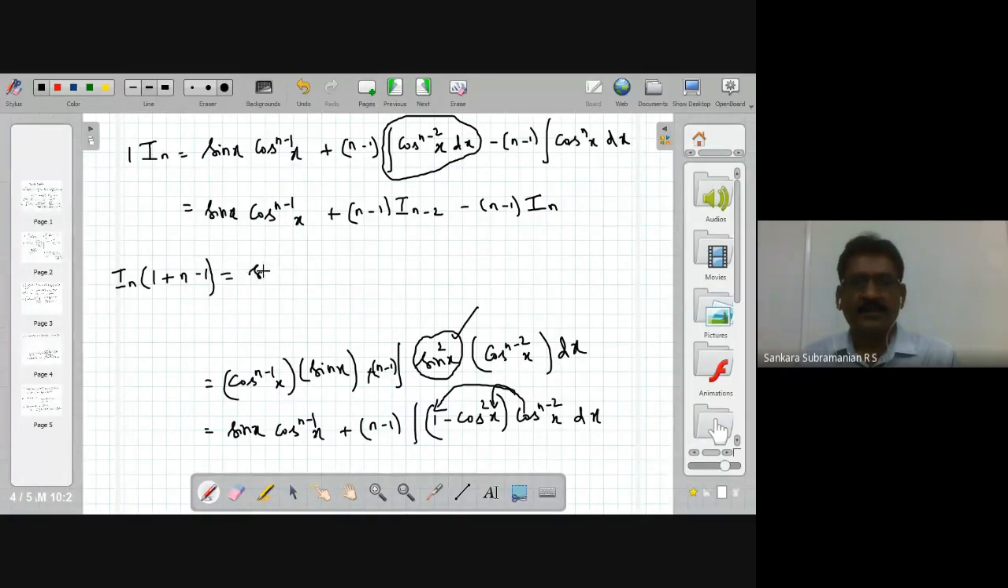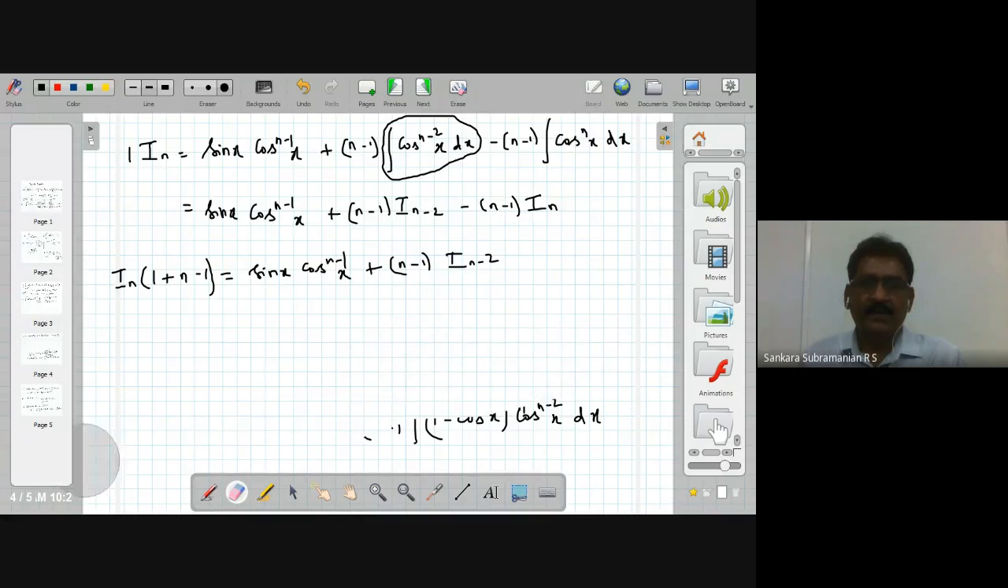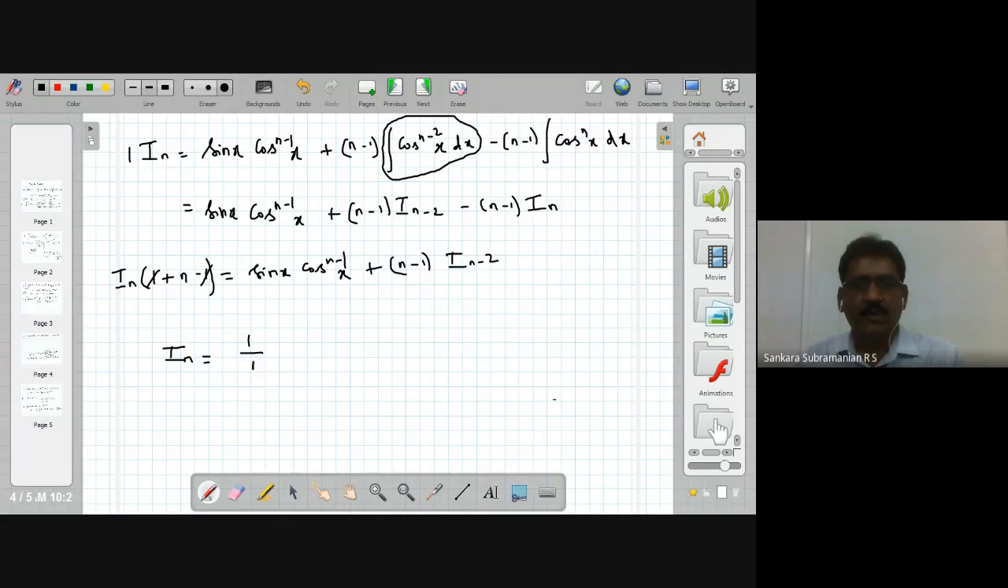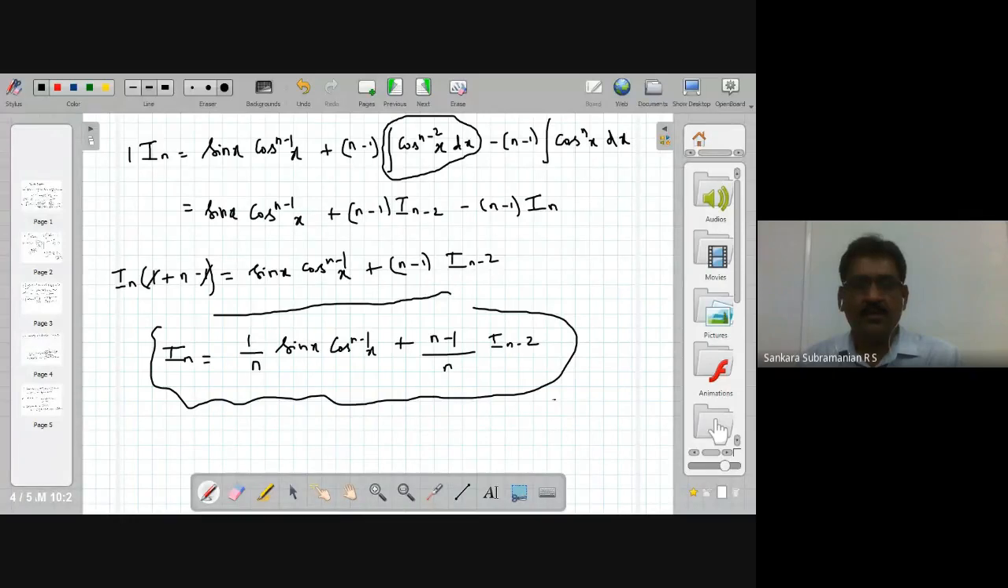This is equal to sin x into cos to the power n minus 1 x plus n minus 1 times I n minus 2. So in the left hand side, we can find plus 1 and minus 1 will get cancelled. So therefore, you get I n is nothing but 1 by n into sin x cos to the power n minus 1 x plus n minus 1 by n I n minus 2, which is the reduction formula for integral cos to the power n x.